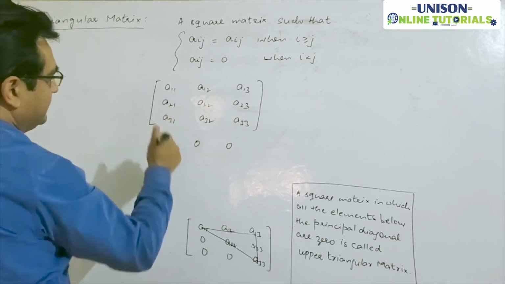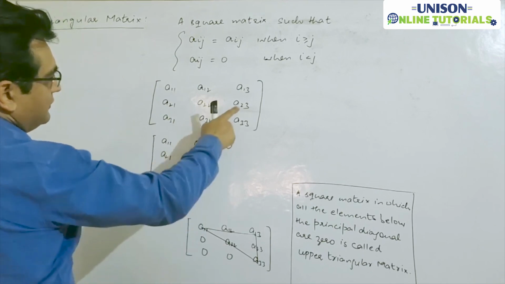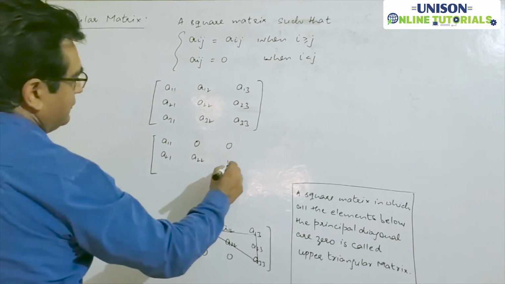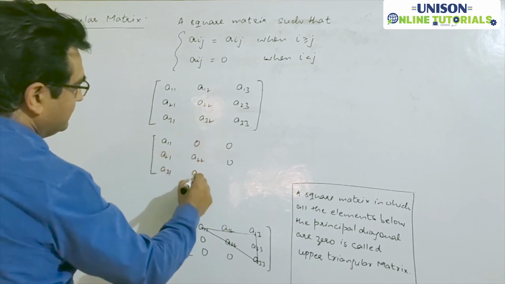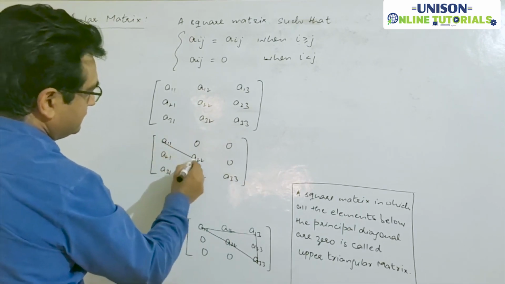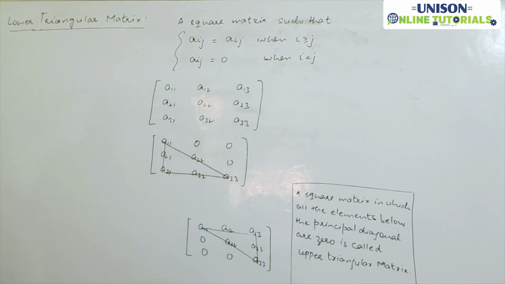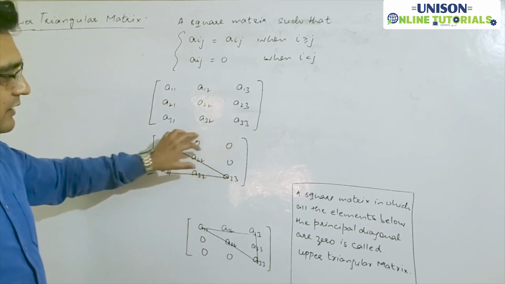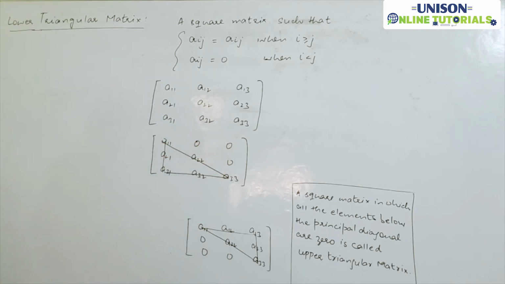i is more than j, it is A21. i is equal to j, it remains A22. i is less than j, it is 0. i is greater than j, i is greater than j, i is equal to j. So now this is a lower triangular matrix. Now here you see every element above the principal diagonal is zero. Principal diagonal के ऊपर के elements zero हैं.